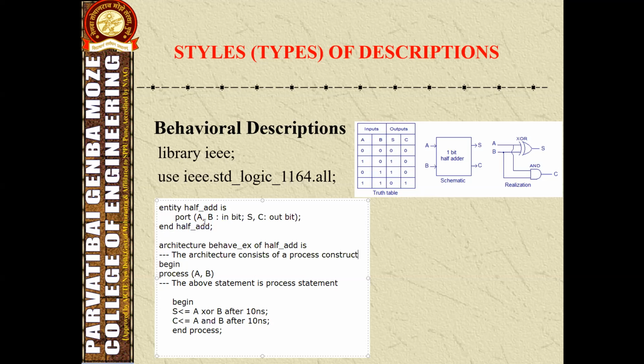Half adder and semicolon is nothing but the end of the entity here. Then we are going to write the architecture here. What architecture are we going to write? Behavioral architecture. So I am going to write the name in short form, behave underscore x of this half adder.